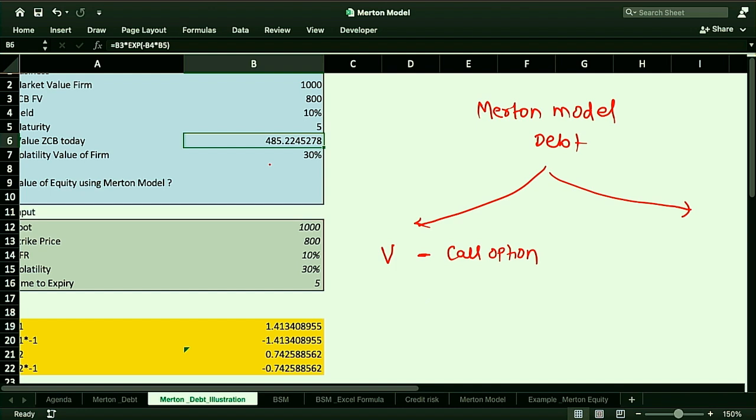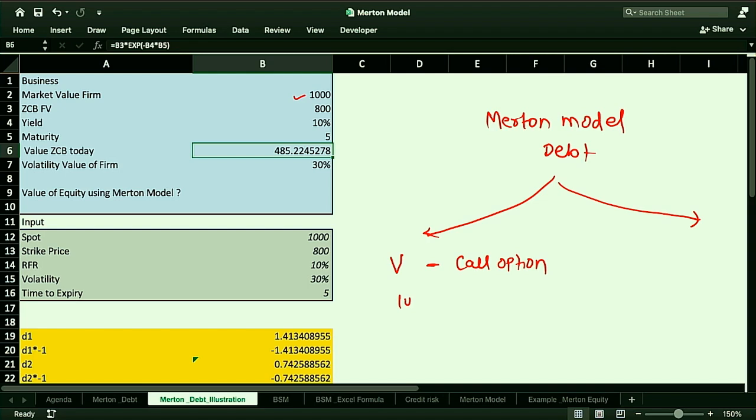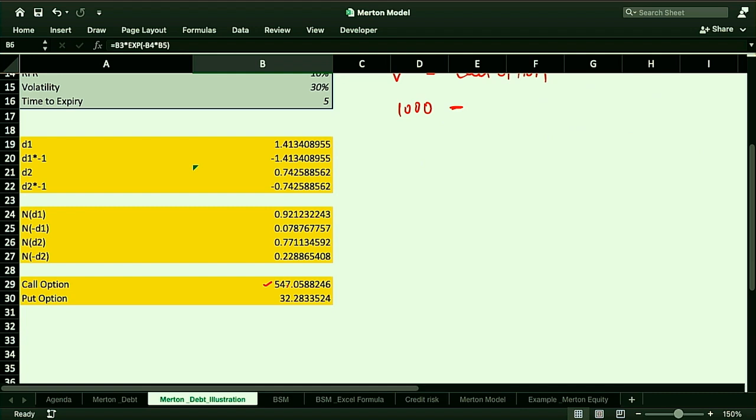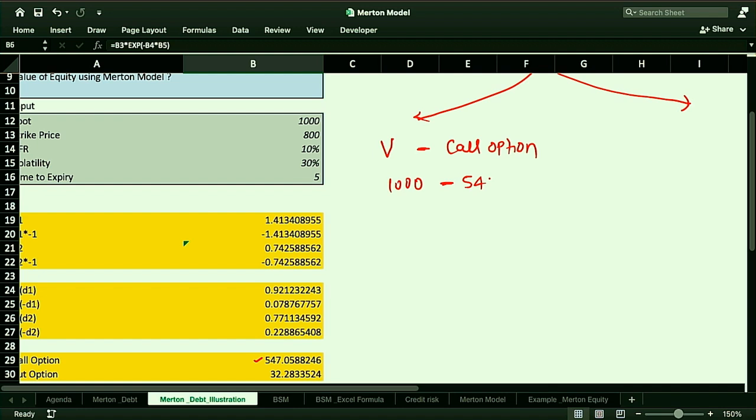What is the value of business here? Value of the business is 1000. So 1000 minus, what is the value of the call option? The value of the call option is 547.05. Okay. So let's figure out how much is this value.